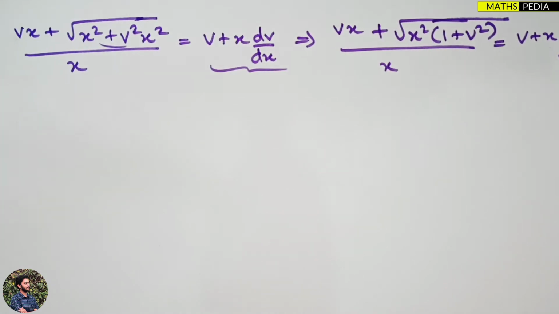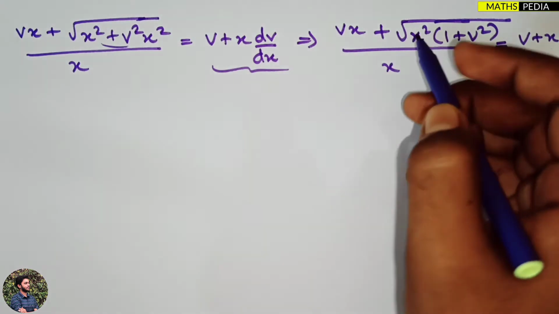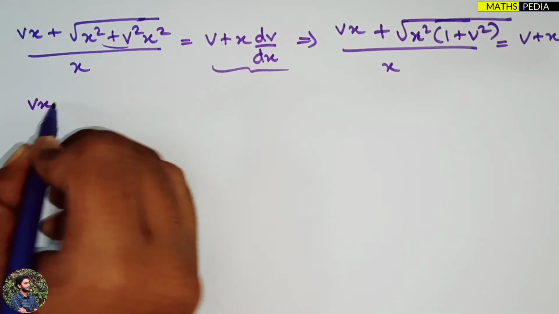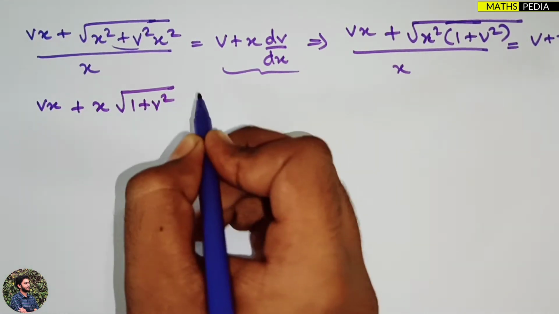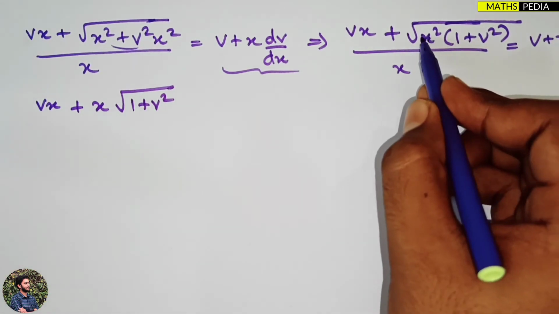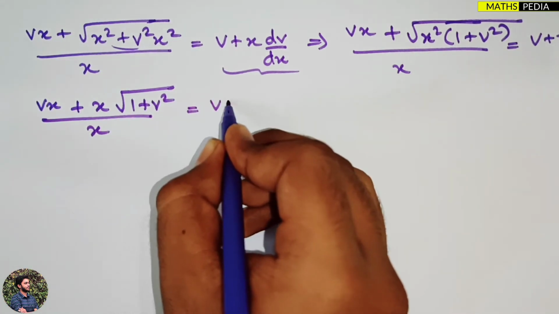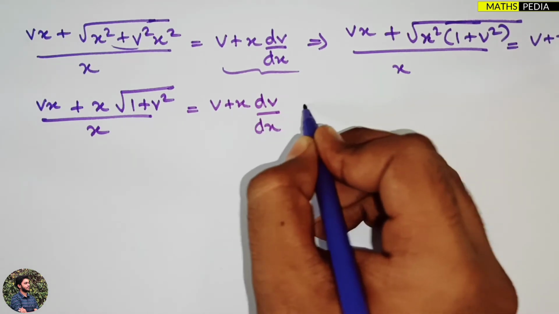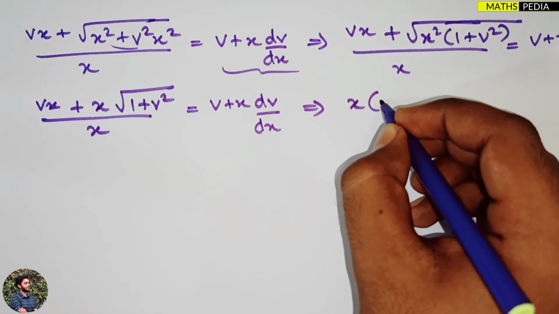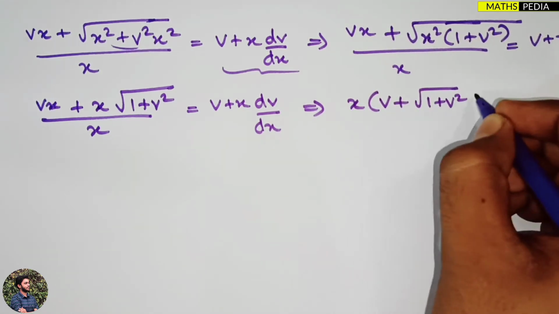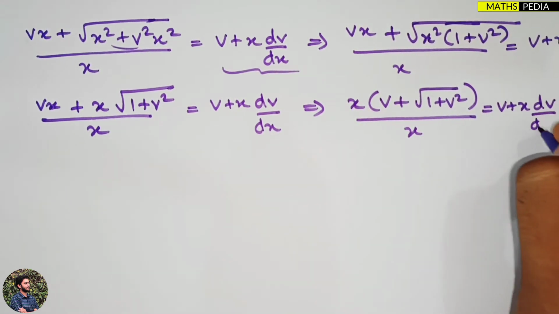Now the next thing is that x square is there under the square root, so I can take it outside, so it will become x. So it will be Vx plus x outside, under root of 1 plus v square remaining, whole thing divided by x, which is equal to v plus x dv by dx. That implies, again from these two terms I can take x common, so it will be x times v plus under root of 1 plus v square, whole thing divided by x, equal to v plus x dv by dx on the right hand side.